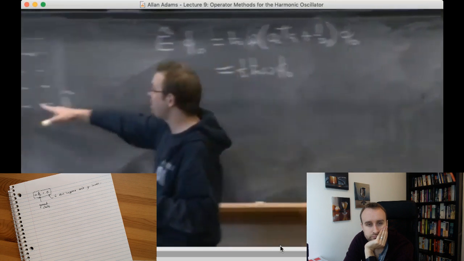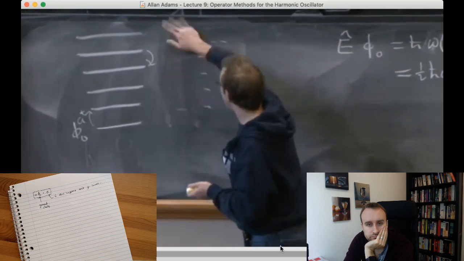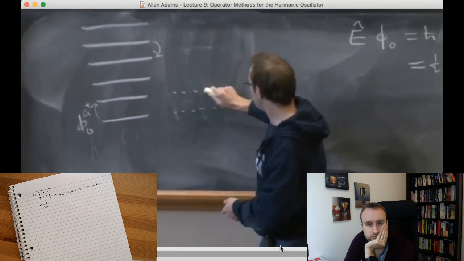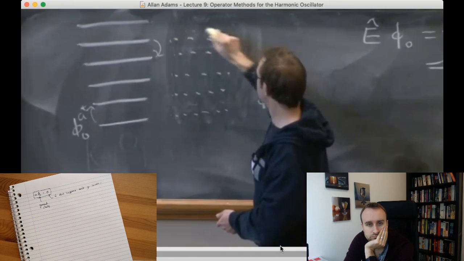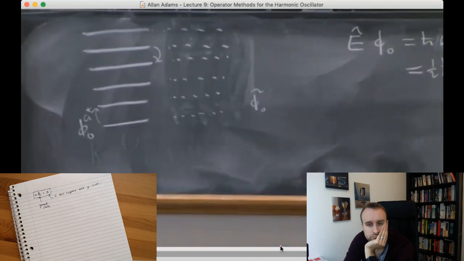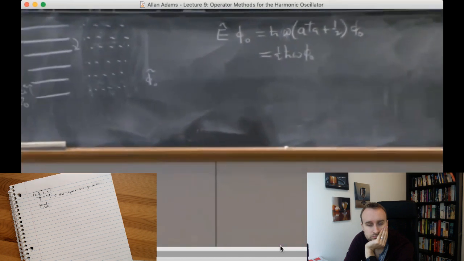Cool? So what does it tell you about the second ladder of hidden states that we missed? It's got to be degenerate, right? It's got to have the same energies. Yeah? I drew that really badly, didn't I? Those are evenly spaced. So it's got to be degenerate.